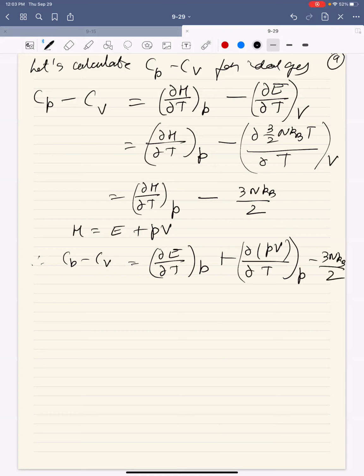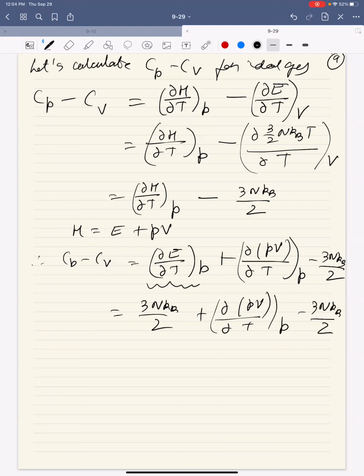Is it okay? Or did I make a mistake? I don't think I did. What can we say about this one? It's the same thing as the other one, right? So this is actually going to be also 3n kb by 2 plus partial PV by partial T at constant P minus 3n kb by 2. This and this cancel. So if we had not calculated explicitly, just realize that energy does not depend on pressure or volume, it would have been already there.